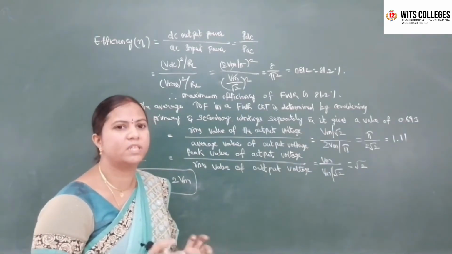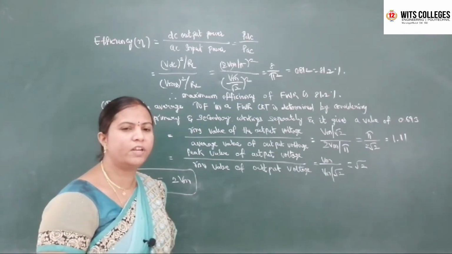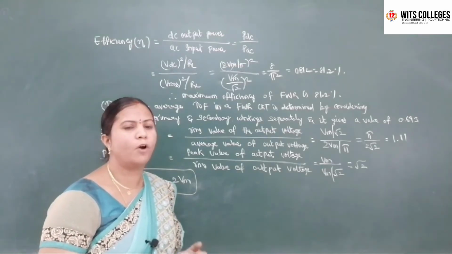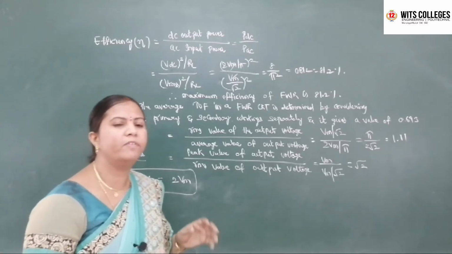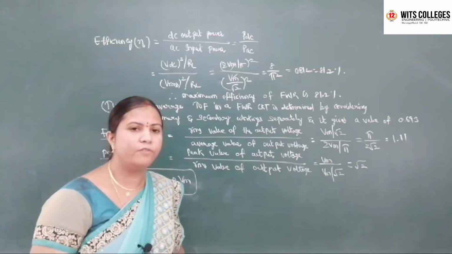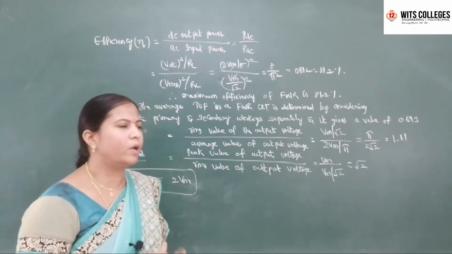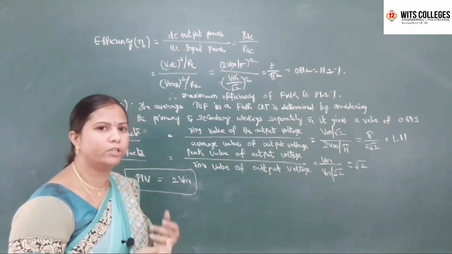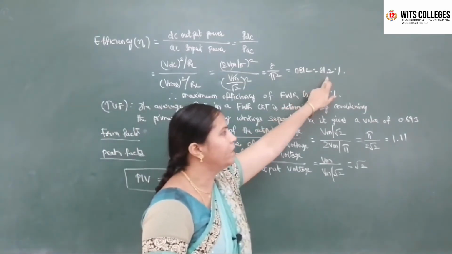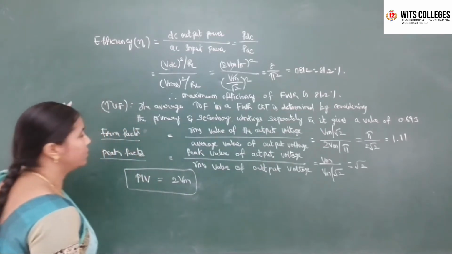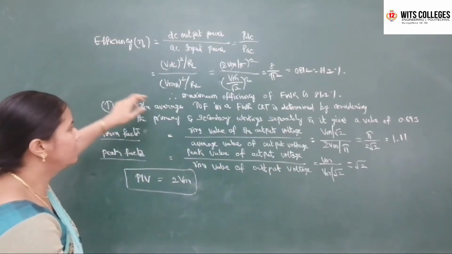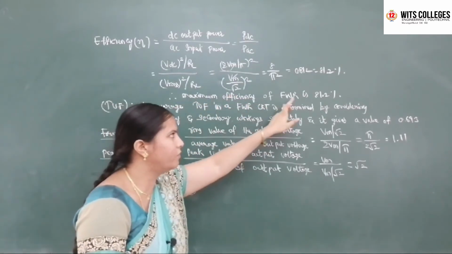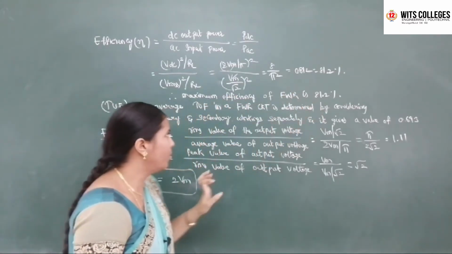Okay? So what is the efficiency of the half wave rectifier? It is 40.6%. Coming to the full wave rectifier, it is double. Why? Because we are using 2 diodes in the full wave rectifier. That means the efficiency is going to be double, about 81.2%. So this is the efficiency of the full wave rectifier. Therefore, the maximum efficiency of the full wave rectifier is 81.2%.